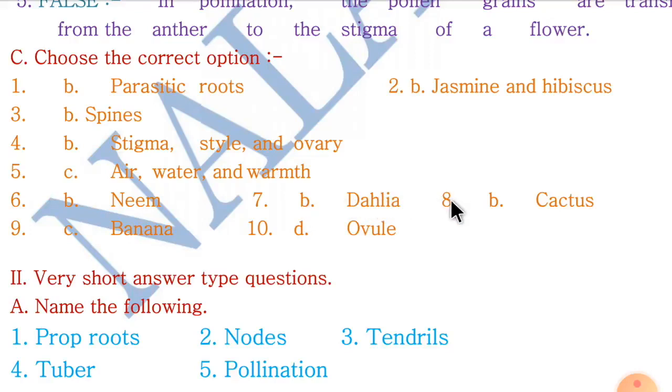Let's see the next, eighth one. The stem of which of these plants is modified for water storage? The correct answer is B, cactus.